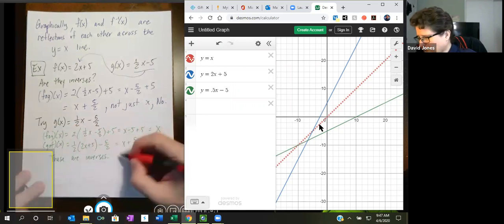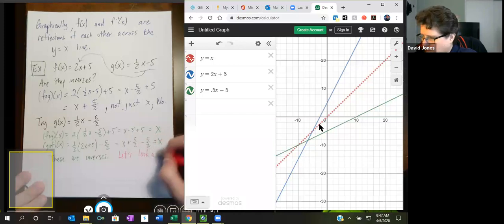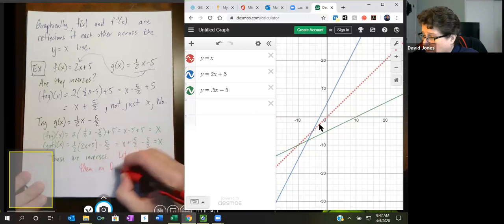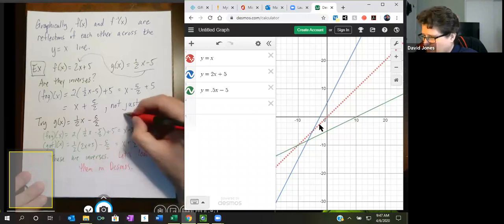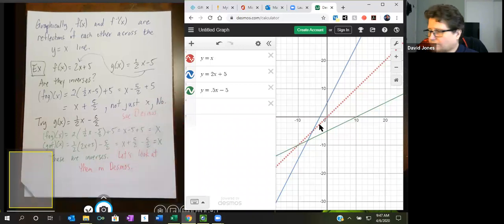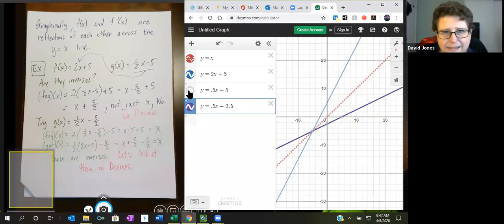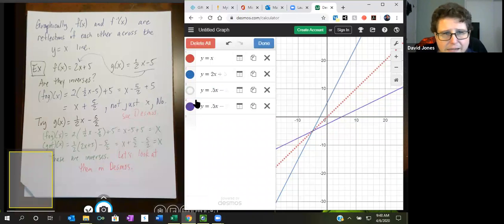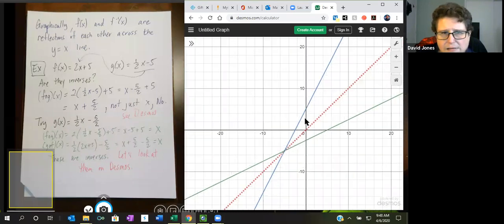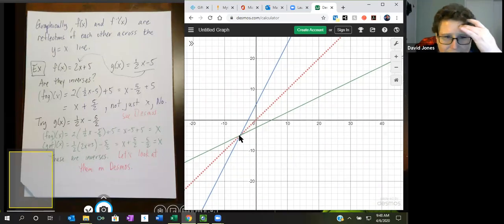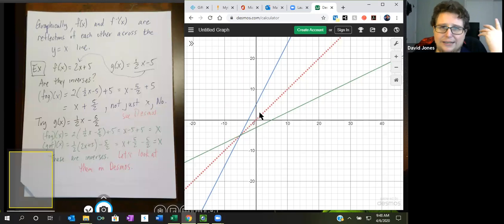And let's look at it on Desmos. And I'll say C Desmos up here too. So, turn that into 2.5. And now, look, you can see they're not only reflections, but they cross right here. And if we go the same distance from each side, they look the same. It looks like a reflection across y equals x as a mirror.